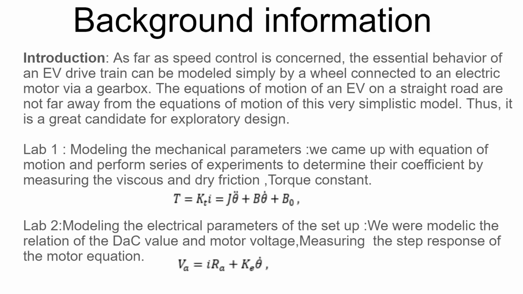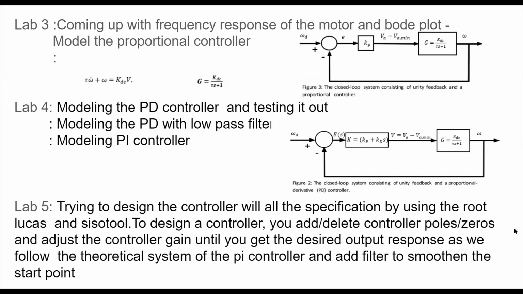And then in lab 2, we modeled the electrical parameters for the setup, finding the relation of the DAC value to the motor voltage, and measuring the step response of the motor equation. In lab 3, we came up with the frequency response of the motor in a Bode plot and modeled the proportional controller in the diagram. In figure 3, the diagram you can see on screen, and those are the two equations we used for it. In lab 4, we modeled the proportional derivative controller and tested it out.